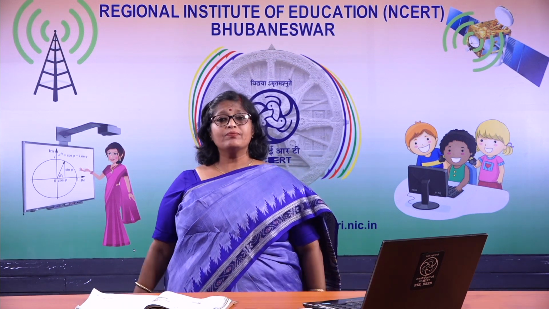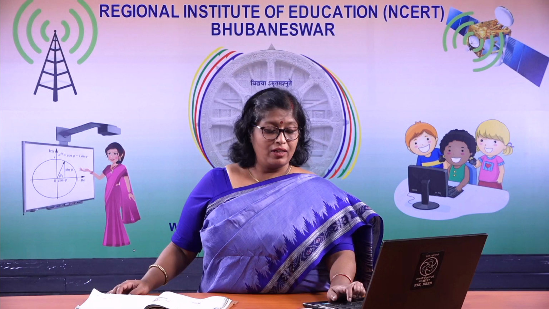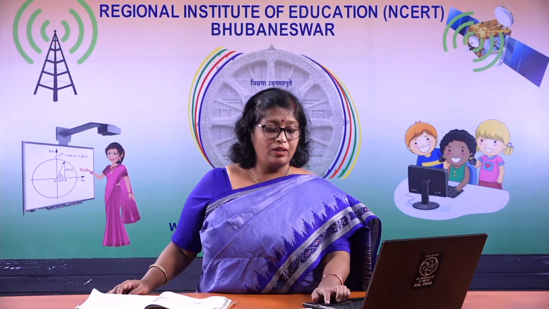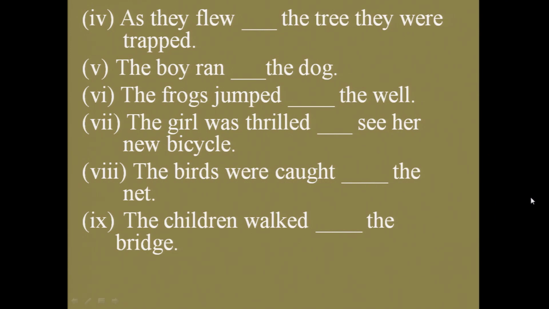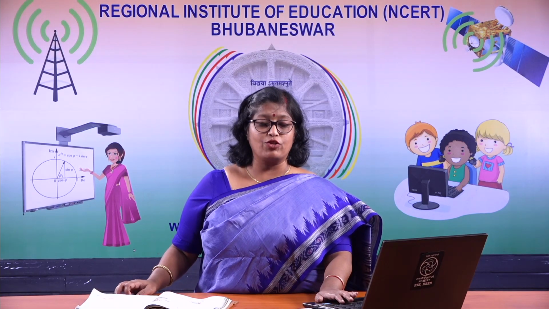As they flew, dash the tree, they were trapped. As they flew, what is it? Could you locate? Off the tree. Yes, you can tell. The boy ran with the dog. The frogs jumped into the well. Now, I don't think it would be advisable to tell all the answers. Rest you can try out. We'll move on to the next one.